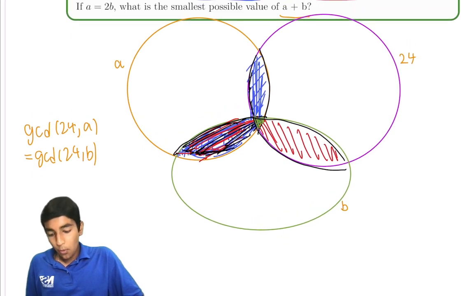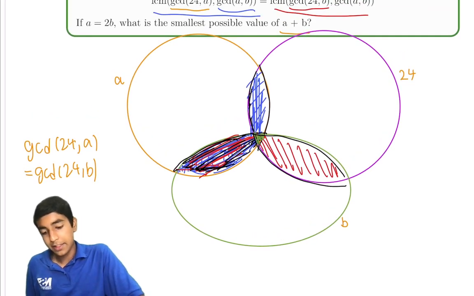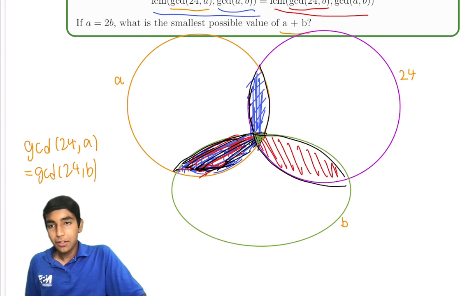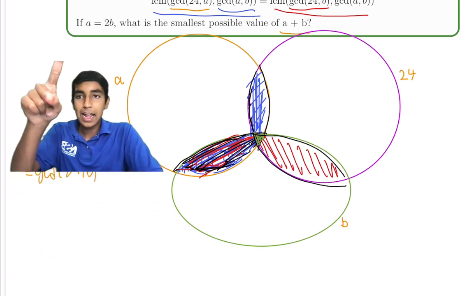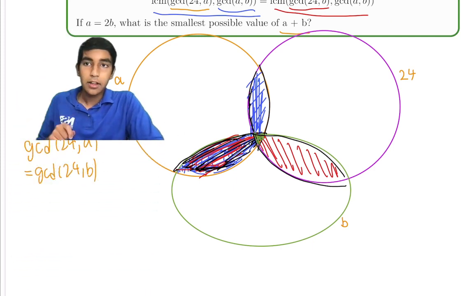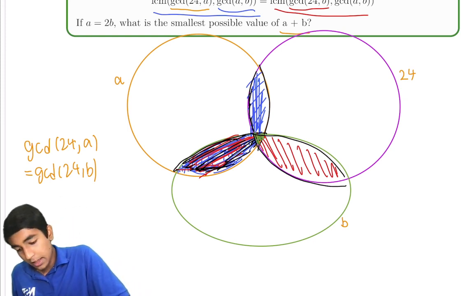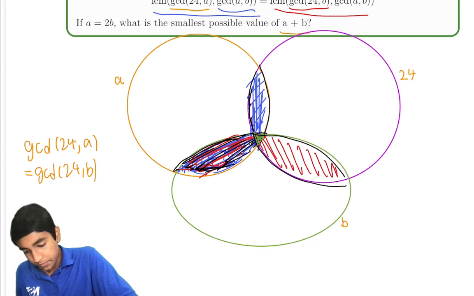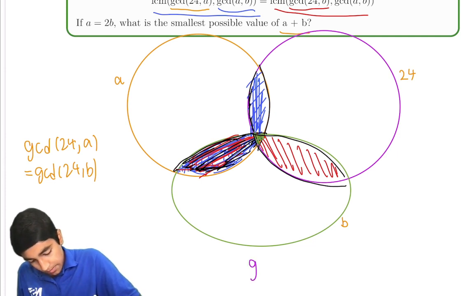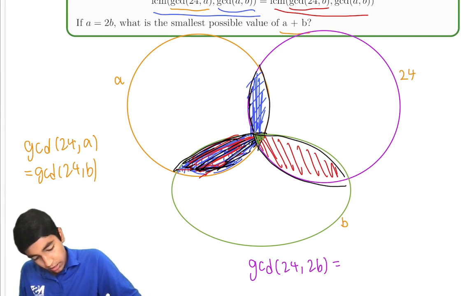Okay, so now what's next? How do we find the answer from here? Well, notice how in the problem it states that A equals 2b. So this means that GCD 24 2b equals GCD 24 and b.